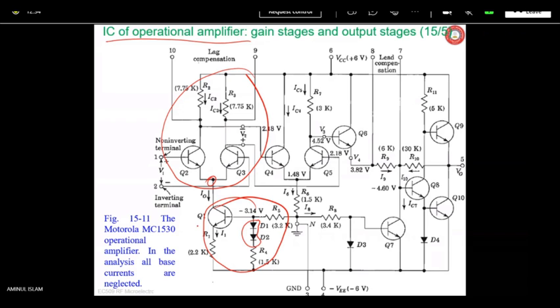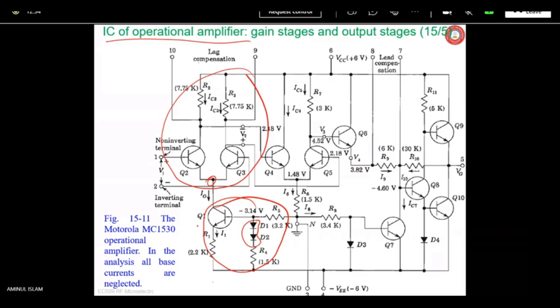Okay, so let's start with the current source Q1. Q1 is the current source. We assume that all base currents can be neglected, because base current is so small compared to IC and IE. And VBE is taken as 0.7 volt. It is the case for any silicon BJT, so this assumption is correct.